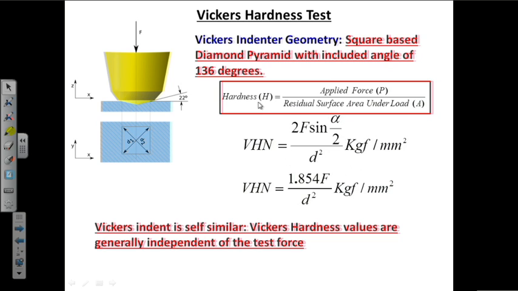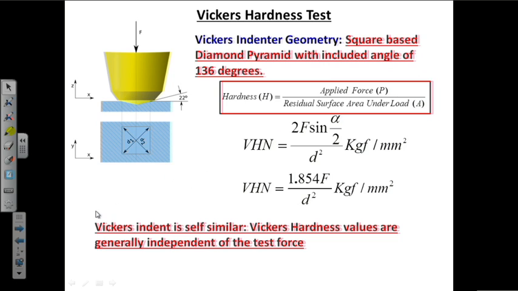It is interesting to note that again Vickers hardness is defined as applied force divided by the residual surface area under load. Therefore, the dimension of hardness is force over area, which is nothing but stress. That is why hardness can be directly correlated with stress, more specifically the yield stress of the material.